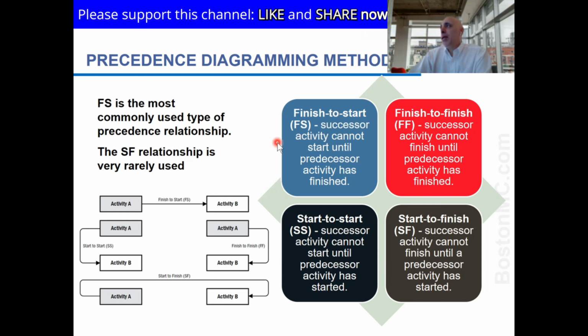So the four relationship types: finish to start, and these are the four types. Finish to start means that, like it's shown here, this second activity cannot start until this one is finished. So this has to finish before the other one can start. You see the arrow is coming from the finish side over here. The finish side is this side. The start side is here in the beginning.